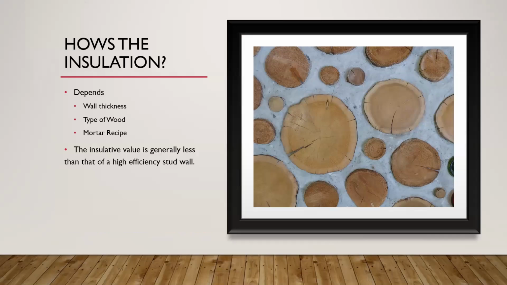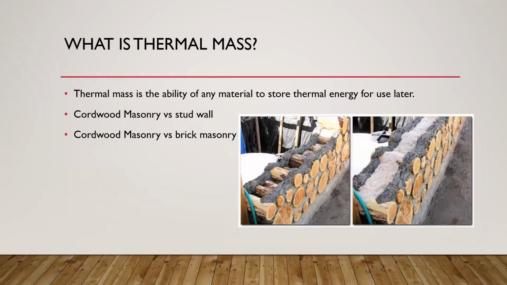How is the insulation? So the insulation is generally less than that of a stick frame home. However, where cordwood homes win is by thermal mass. Thermal mass is a battery. It stores energy from sunlight and heat for use later. So say it's really sunny in the summer, really hot, the walls are going to store that energy. And when it cools down at night, it's going to slowly release this energy and heat your home. The thermal mass is better than that of a stick frame home, but it is less than that of a brick masonry home.